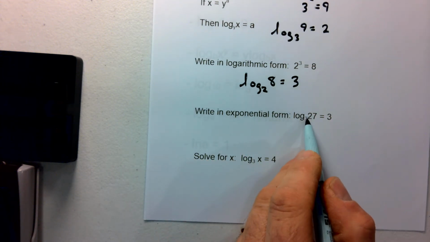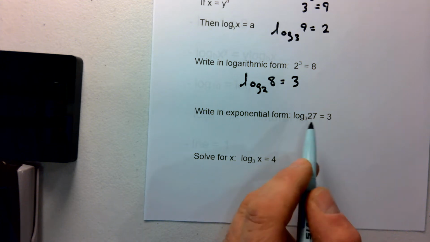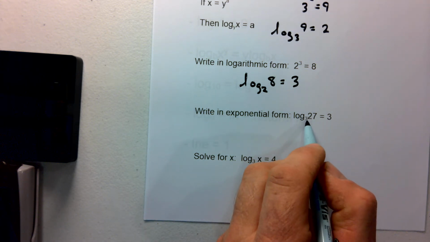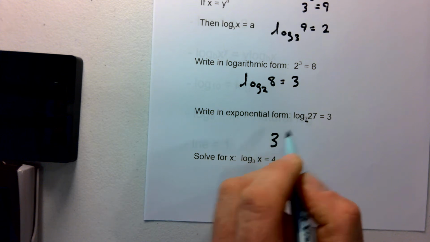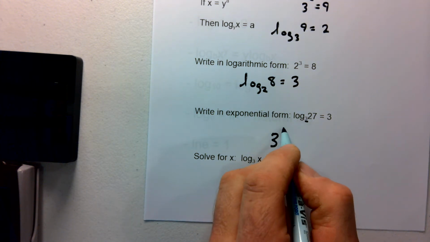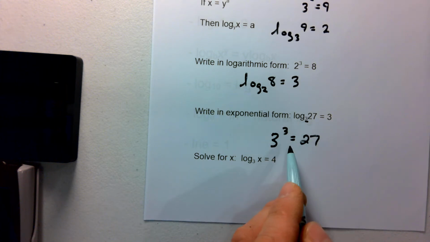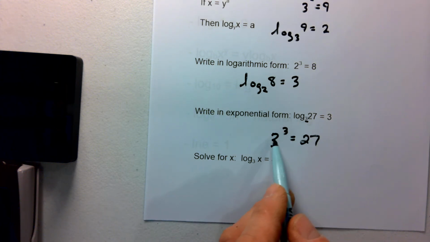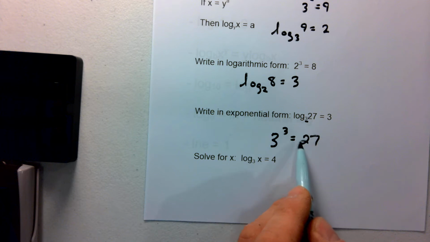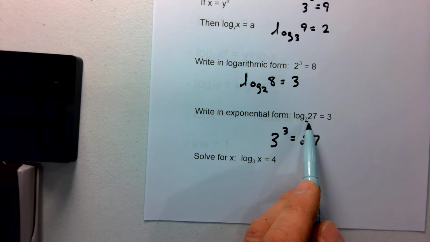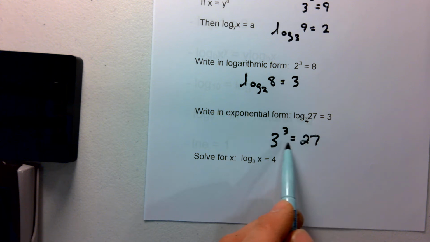Can we write log base 3 of 27 equals 3 in exponential form? Again, our base is 3, so we have 3 to the exponent of 3 equals 27. And this should always make sense to us. 3 to the third, we should know 3 to the third, and that is going to equal 27. So being able to write a logarithmic form in exponential form should just be going to something that we are fairly familiar with.